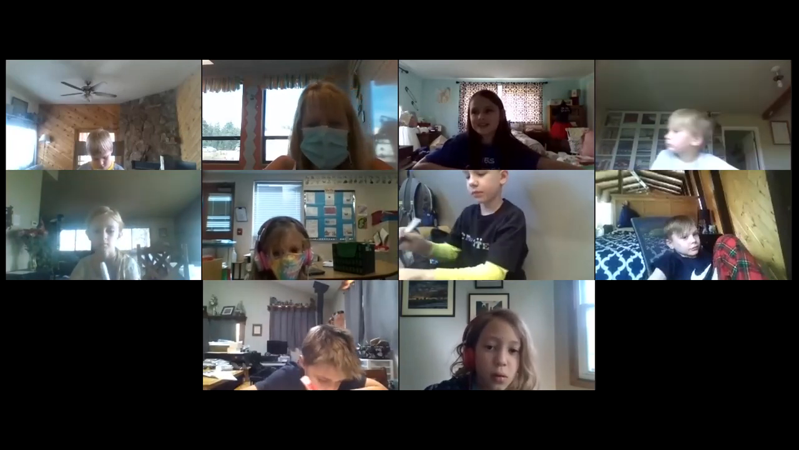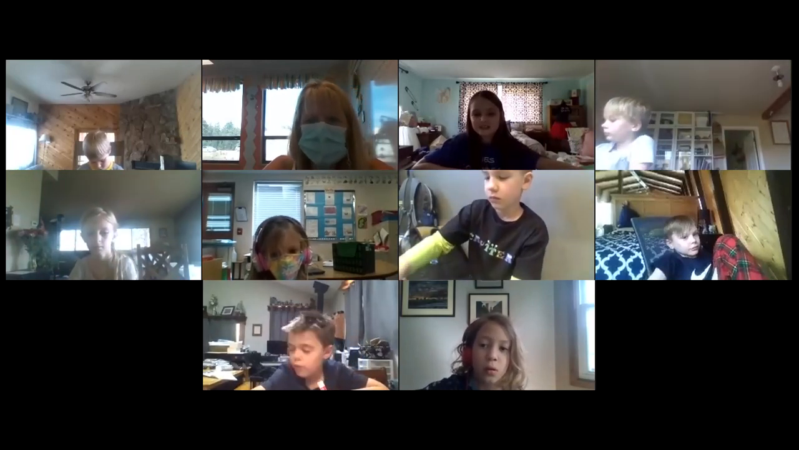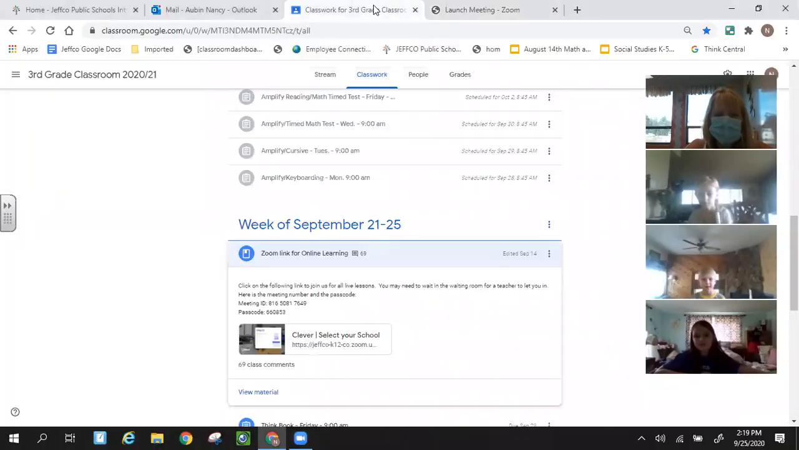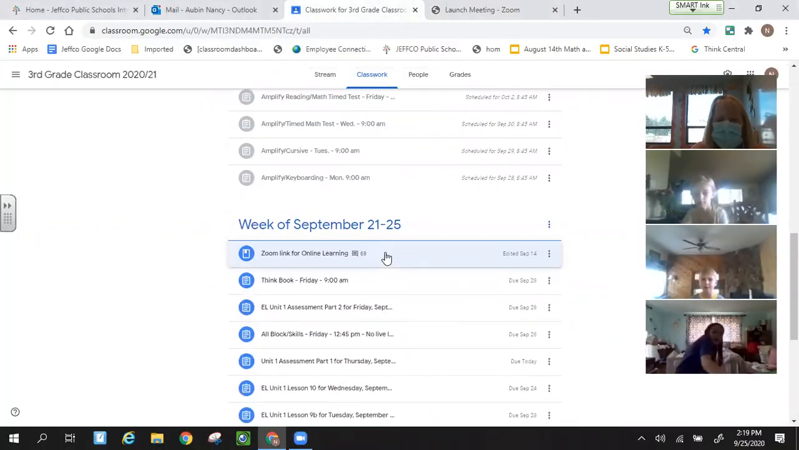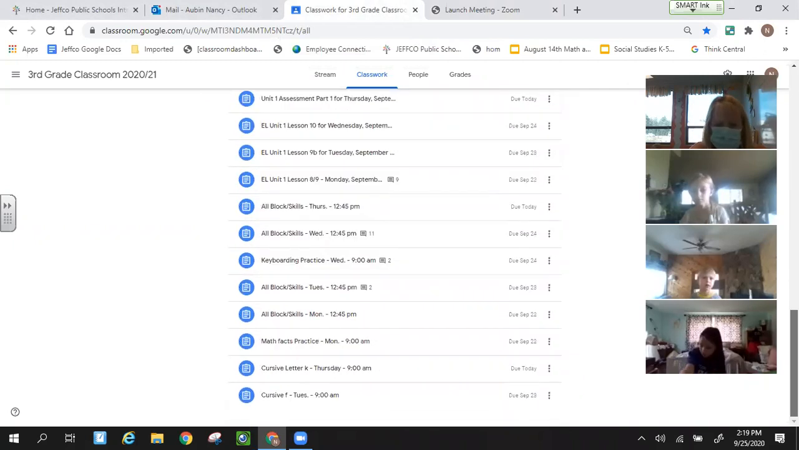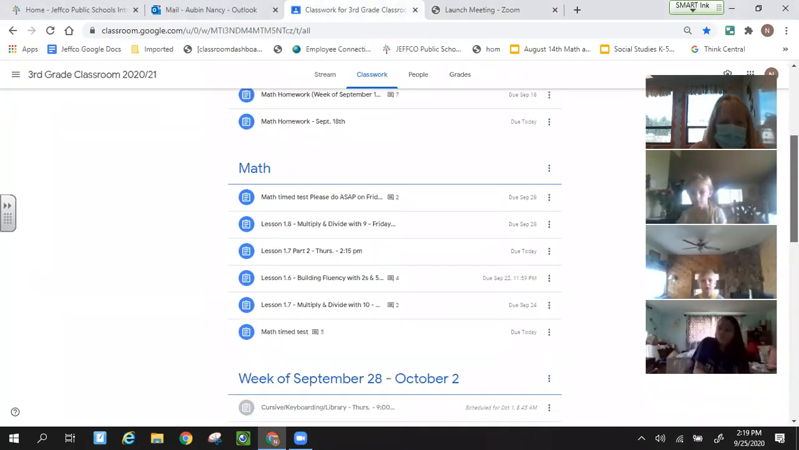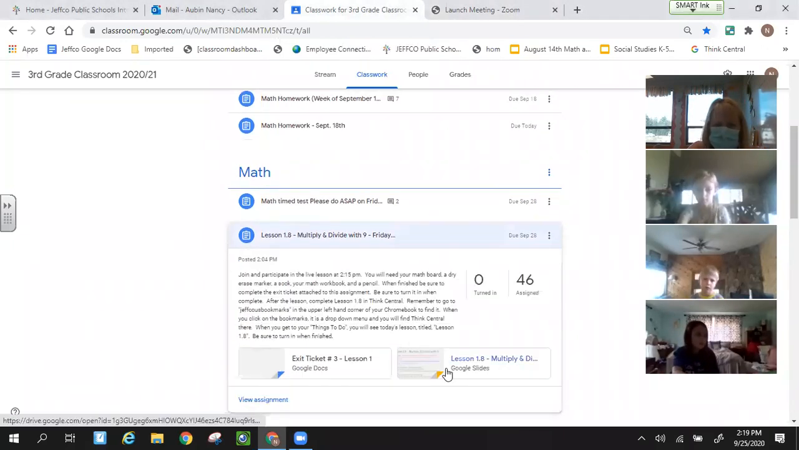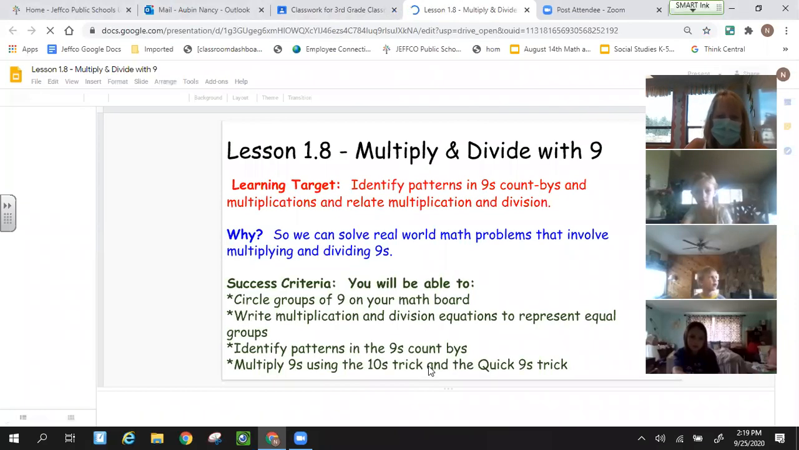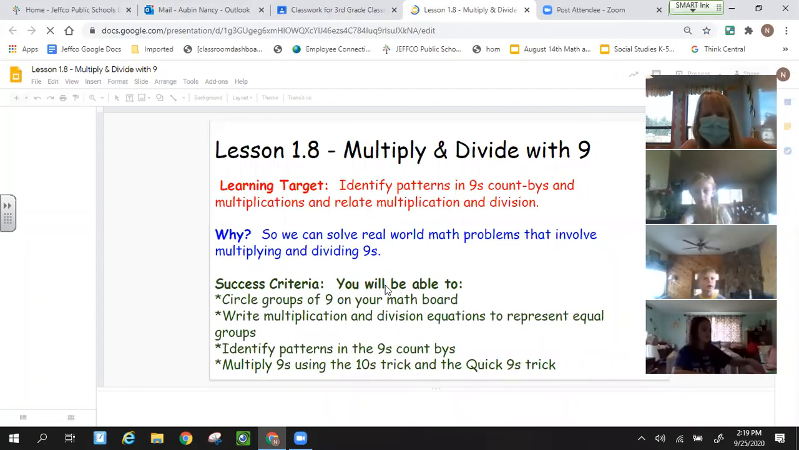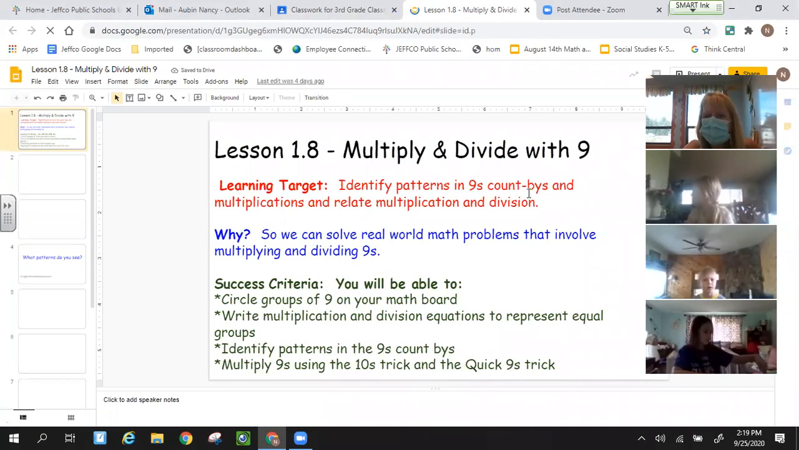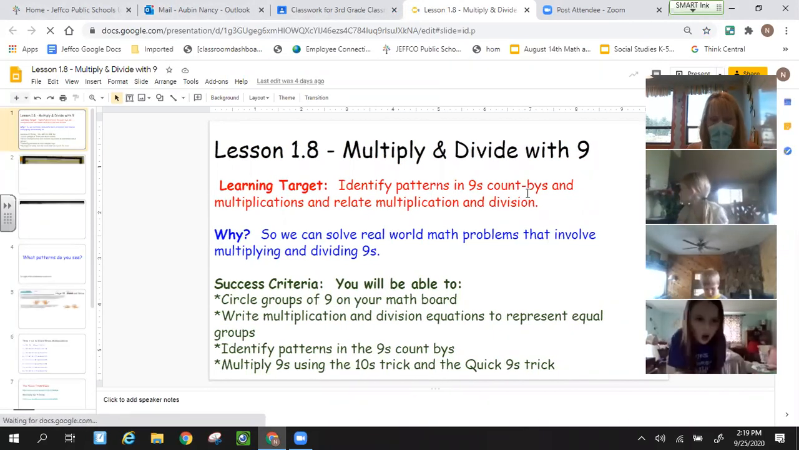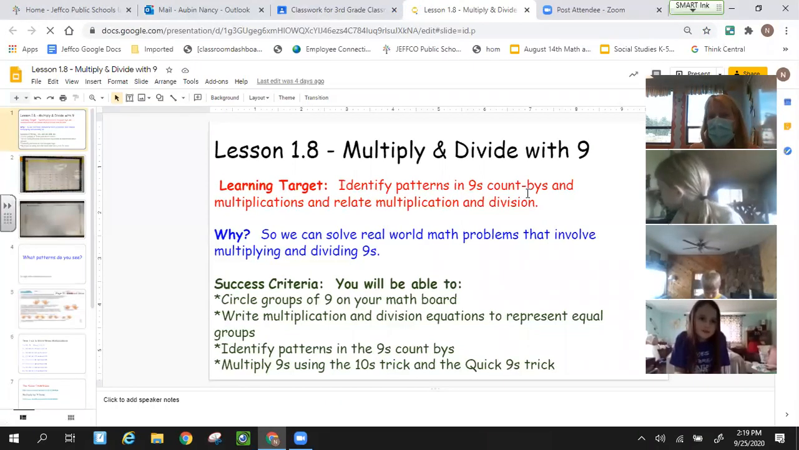So I'm going to go ahead and get us started. I'll read our learning target. You will find this slide presentation under math. This is for my online kiddos. You'll notice there's an exit ticket today, so we will be doing exit tickets. Our learning target today is to identify patterns in the nines count bys and multiplications and relate multiplication and division.